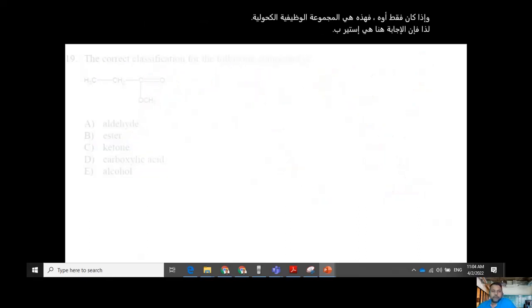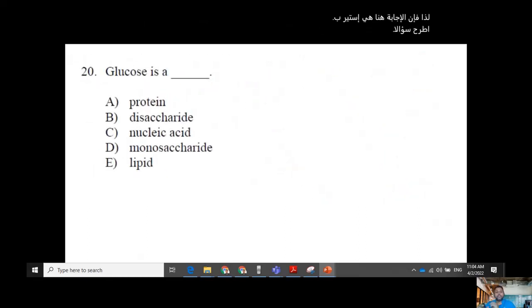Last question: glucose is a what? Glucose is a simple sugar. Simple sugars are monosaccharides. So glucose is a monosaccharide. A direct question.